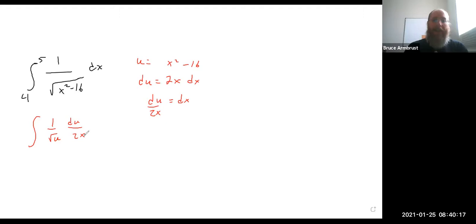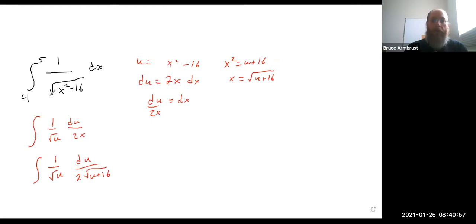But we still have that x. Crap, we still got an x. That's a bit of a problem, right? But we can solve this for x to change that back into u. So I've got x squared is equal to u plus 16. So x is equal to the square root of u plus 16. So let's put that in there and see what that does for us. So we have 1 over the square root of u, du over 2 square roots of u plus 16.